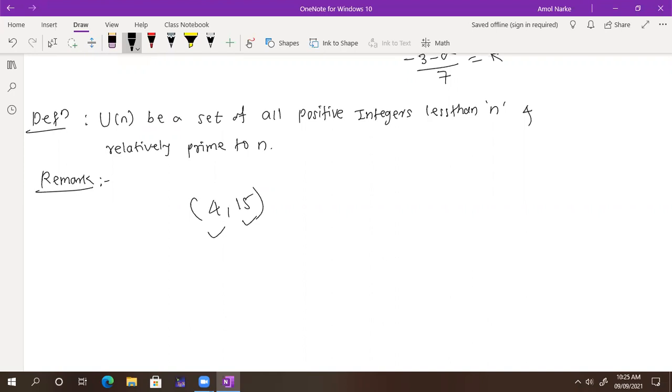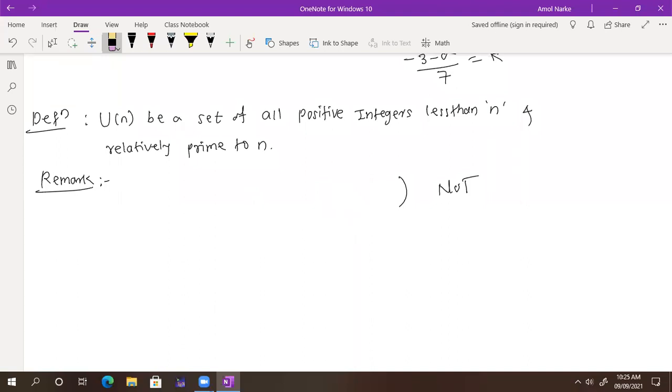Or sometimes it may happen, 9 and 27. 9 is not prime, and 27 is not prime. Whether this is relatively prime? Not, because 9 is the common factor between them. Got it? Clean and clear for relatively prime? Yes, sir.